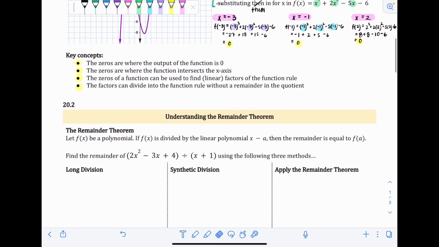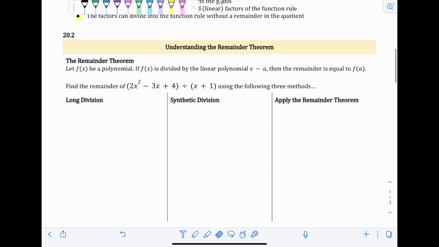Okay, so 20.2, understanding the remainder theorem. So the remainder theorem itself.